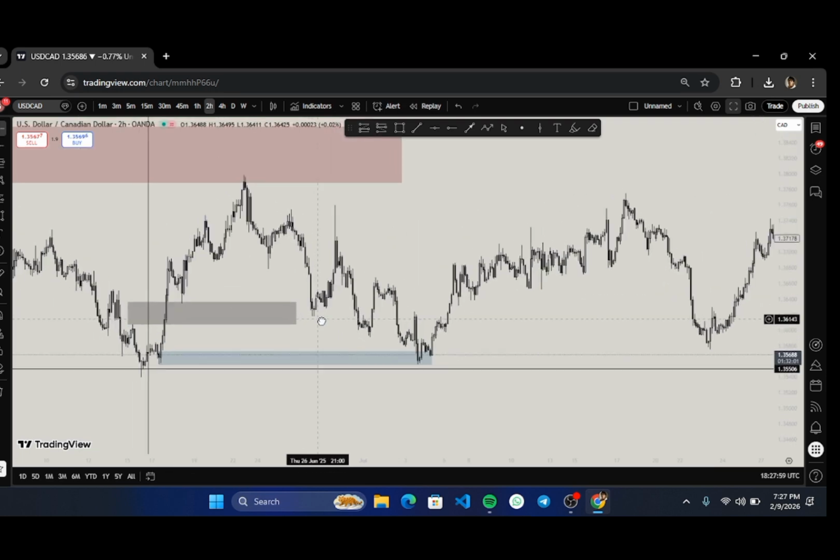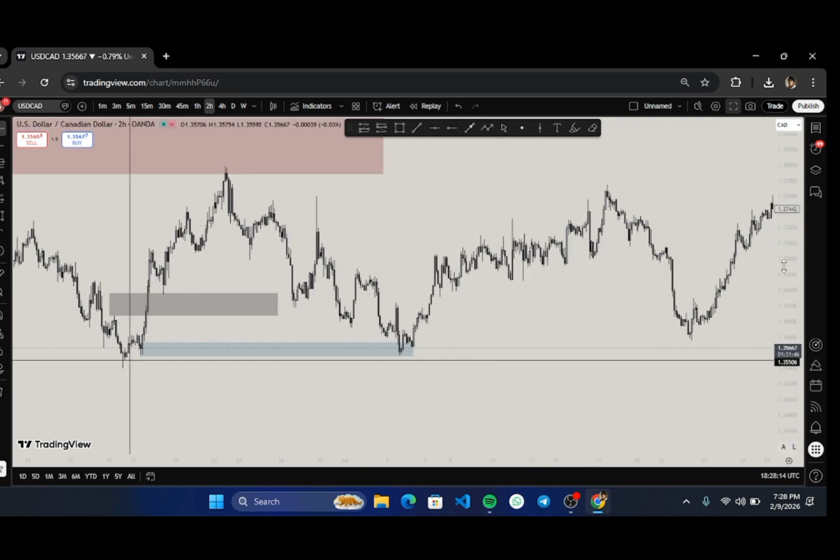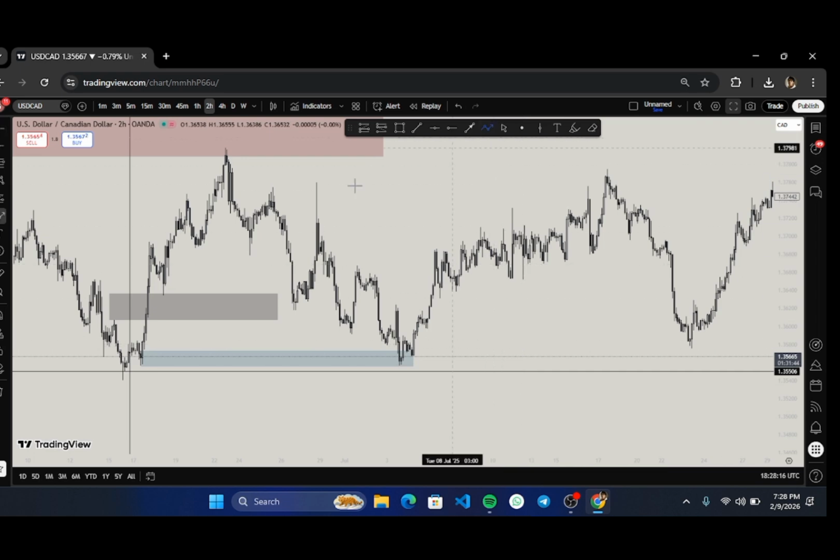Now, what do we watch out for? We watch out that after it reacted from here, let's say we are going to use confirmation to enter this market. We can see that after the market reacted from this demand zone, it gave a push up. Okay? So after giving this push up, what can we identify here? We can see that this is now significantly a downtrend. This is a downtrend. Okay?